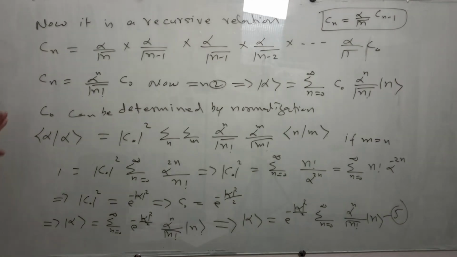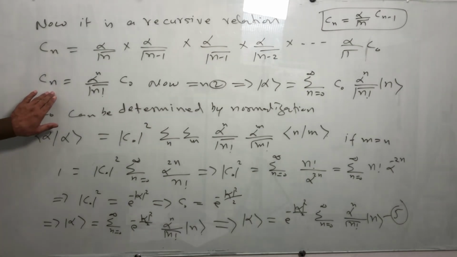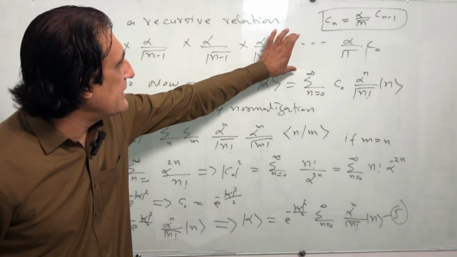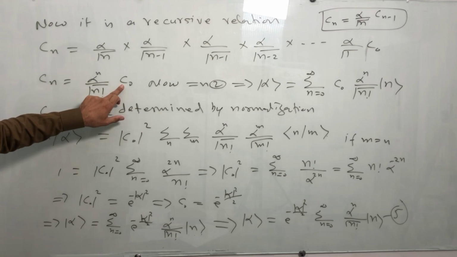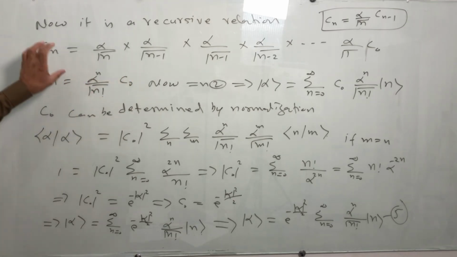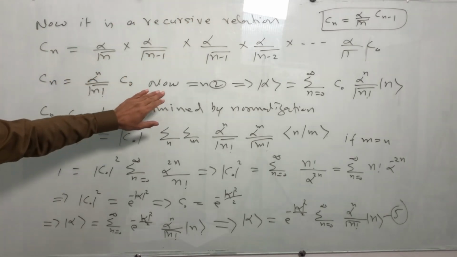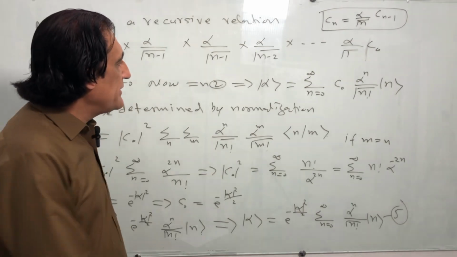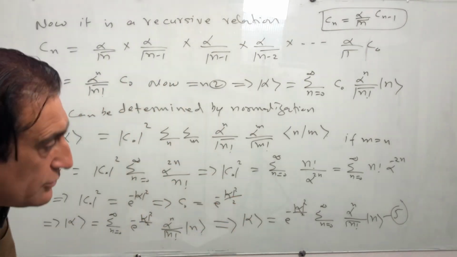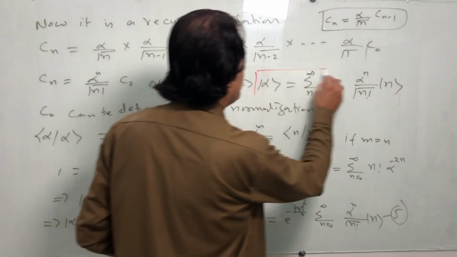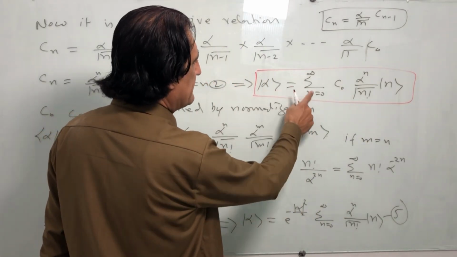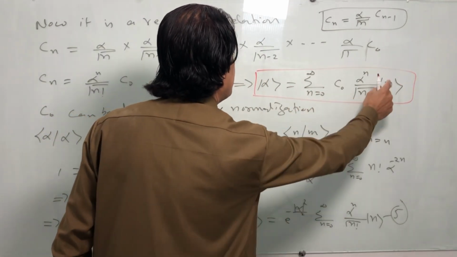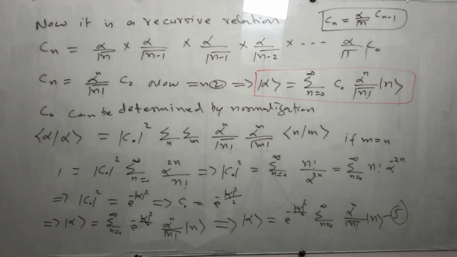And now Cn, we write this in a compact form. This is equal to alpha to the n divided by square root of n factorial, times C0. So this is a compact form of this equation. Now equation 2 that we have already derived, we have this relation with alpha and C0, and this must take the form as follows.